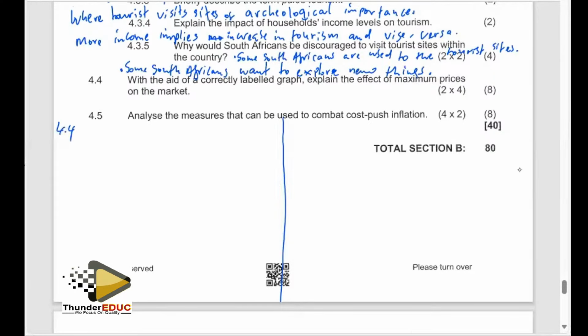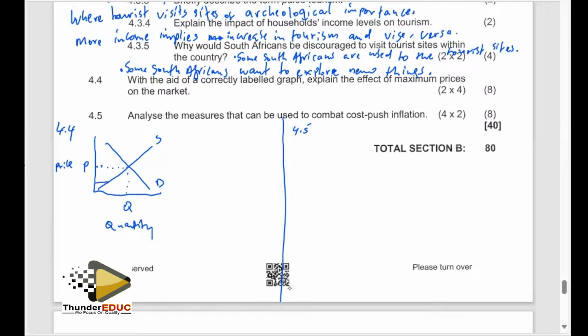4.4. So now 4.4 is as follows. With the aid of a correctly labeled graph, explain the effect of maximum prices on the market. Okay, right. So now this is the graph. We have supply, we have demand, we have Q, then we have P. Here we have a price. Then this side we have a quantity.